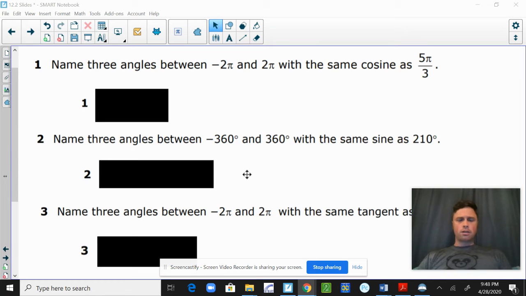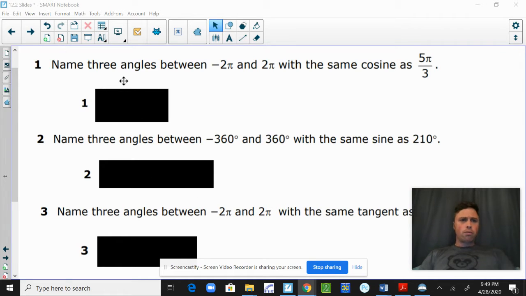All right, so in this video, we're going to look at some examples of how to find some of those other angles that will result in the same cosine, sine, or tangent functions. So we're going to look at an example. I'm going to work through an example here with radians and using the cosine, and then I'll have a couple of problems here that you can work through on your own and check your answers, and then hopefully that'll do us pretty well.